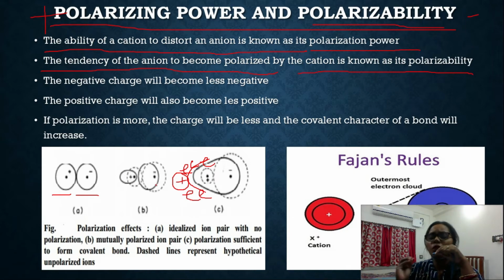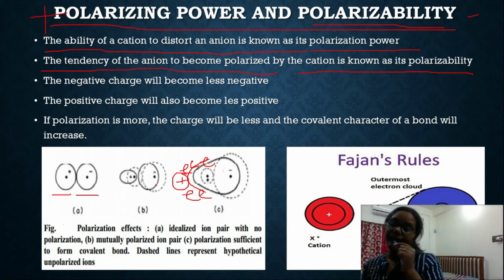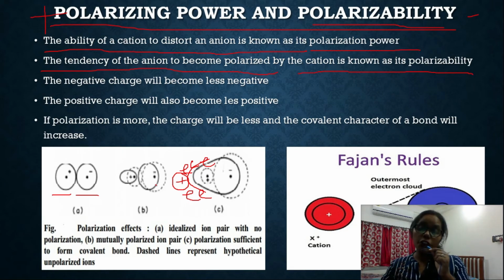So polarizability is the property to lose the electron, to be distorted towards the positive ion. This property is called the polarizability. The anion has this tendency to distort its electron towards a positive ion in the presence of a positive ion. So this property is generally called the polarizability.